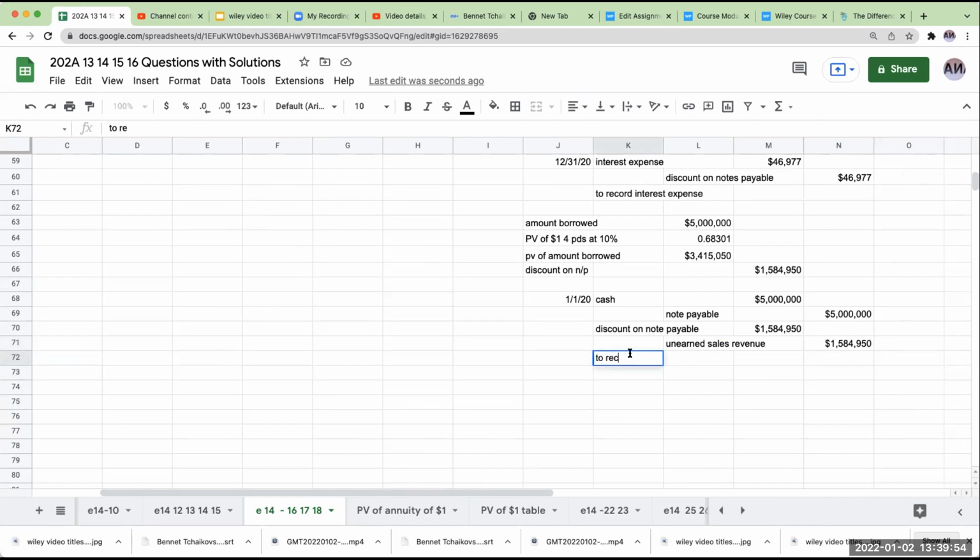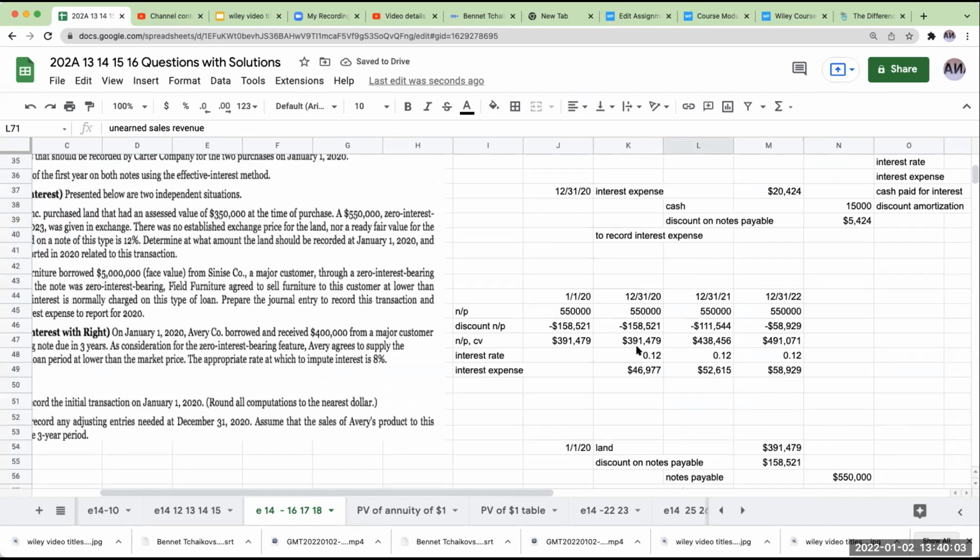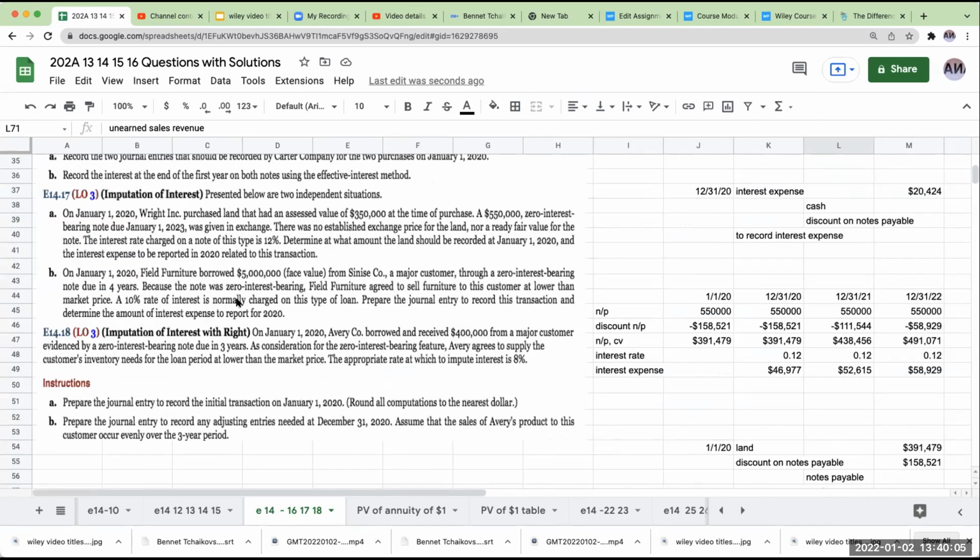So this is to record issuance of a note payable. Wow, I didn't even think about this. Okay, so why did they get this kind of a deal? It was because they're going to sell furniture to the customer at lower than market price. So theoretically, as an auditor, or the management of the company, you'd say, all right, how much furniture are we going to be selling to them? And then you'd have to allocate the unearned amount out.